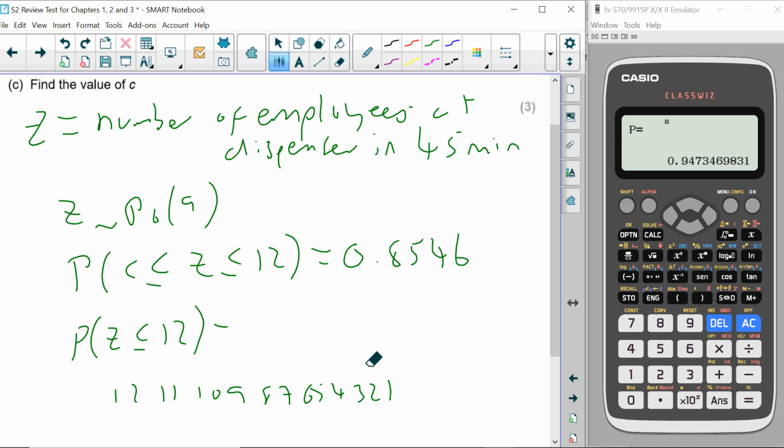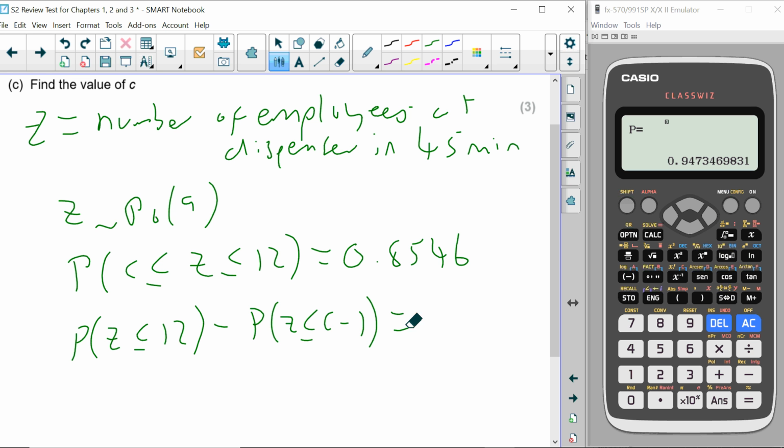Likewise, let's say that C was equal to 8. Well, because 8's included, I want 8 to be included up here in that value. I'd need to take away the probability that Z was less than or equal to 7, 1 less than 8. The fact that it's C just means that we need to do the probability of Z being less than or equal to C minus 1, 1 less than C. Okay? So that's now equal to 0.8546. Let me rewrite that.